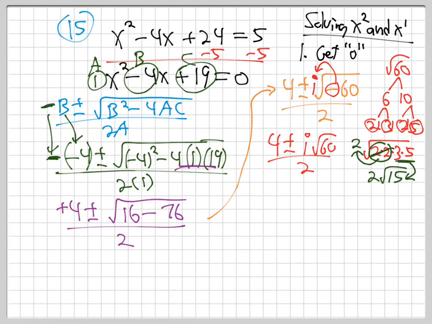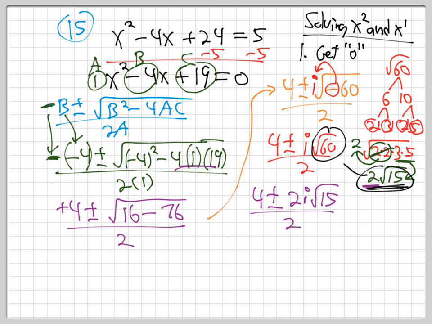And now, where are we at? So this leaves us with 4 plus or minus, now this 2 comes out, 2i root 15 all over 2. Are you tracking with me so far? So the root 60 became 2 root 15. Okay? Now, can we do any more? Everybody good? Any questions to this point?